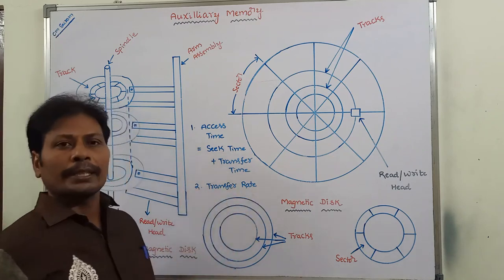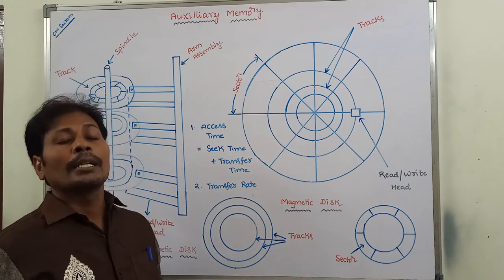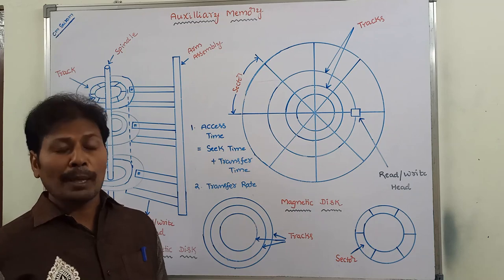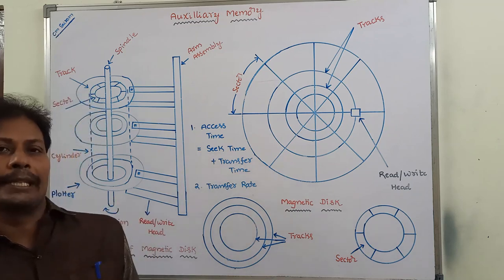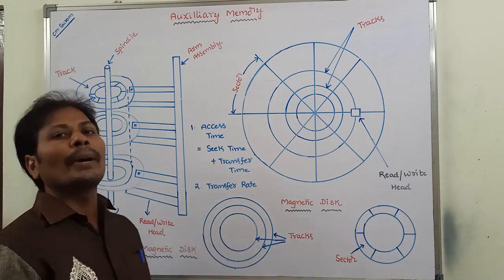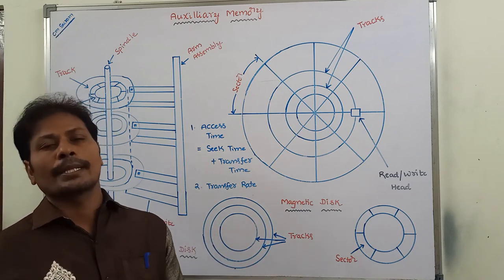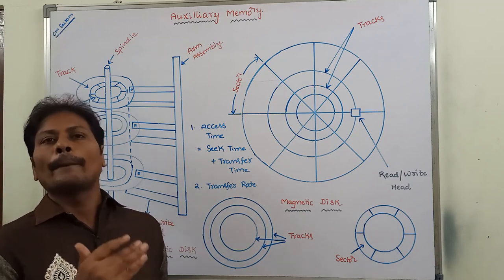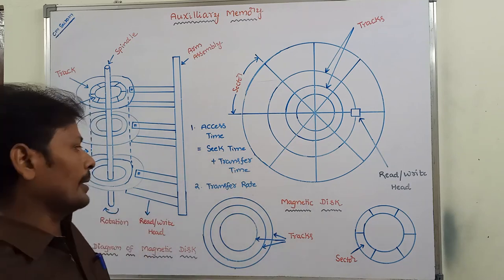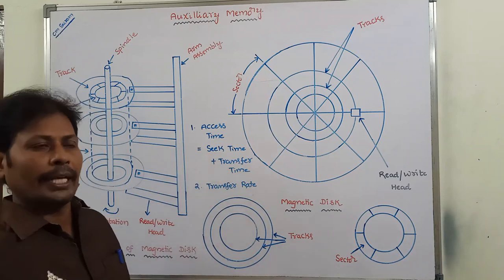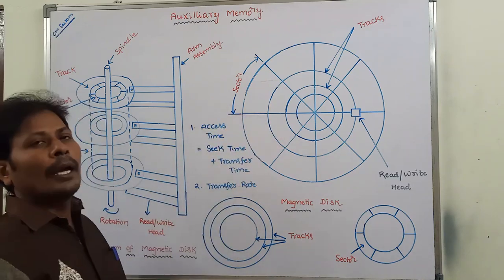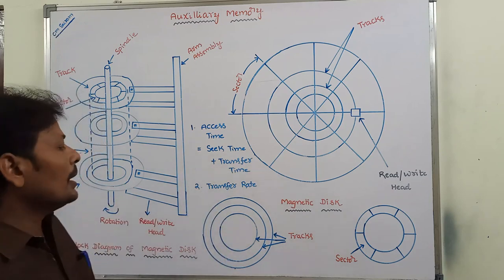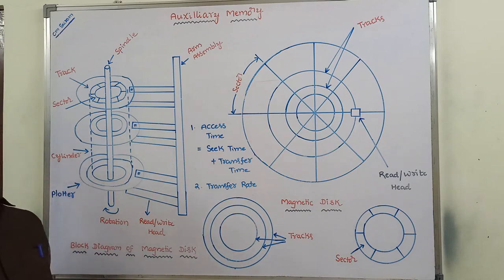The second one is transfer rate. Transfer rate is the number of characters or words that can be transferred from a device within 1 second, once the read-write head is positioned at a particular track and a particular sector. That is transfer rate. These two can be called important characteristics of any device. Okay, next we can go for magnetic tape.